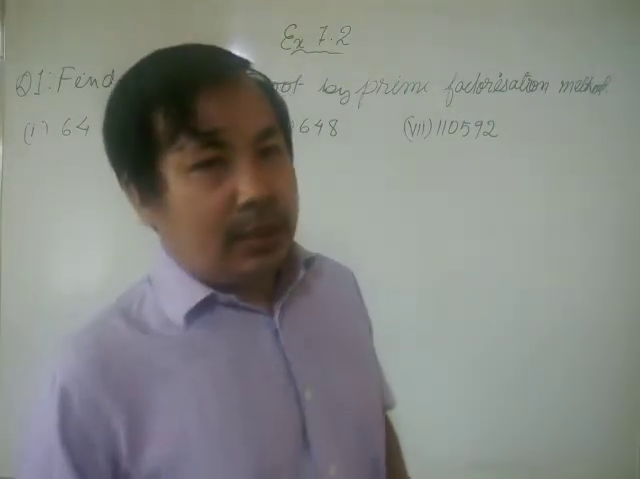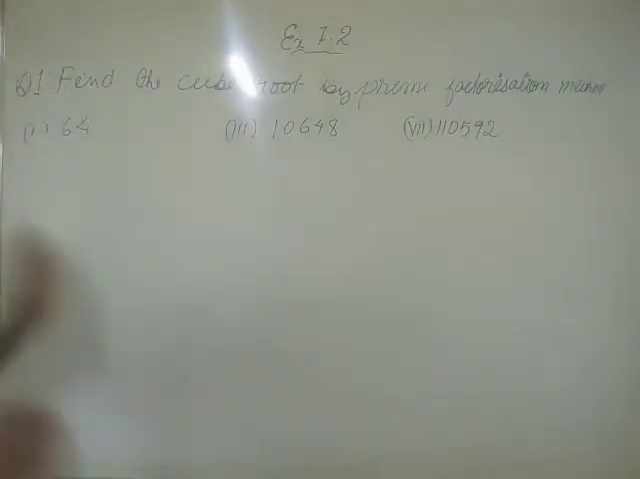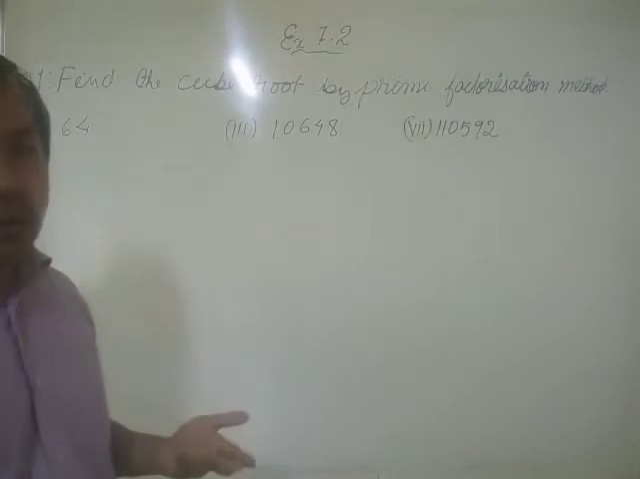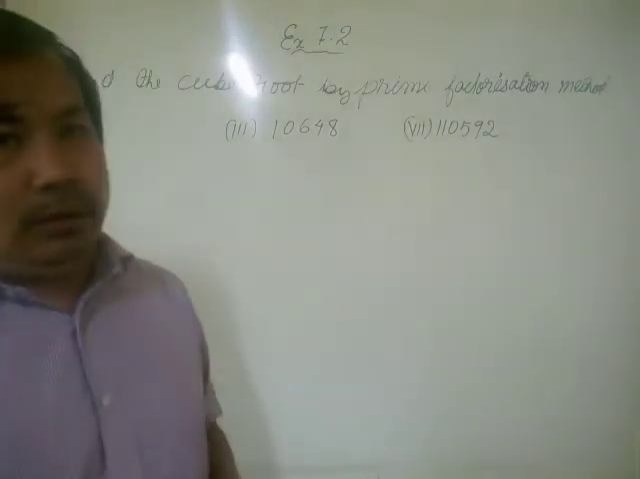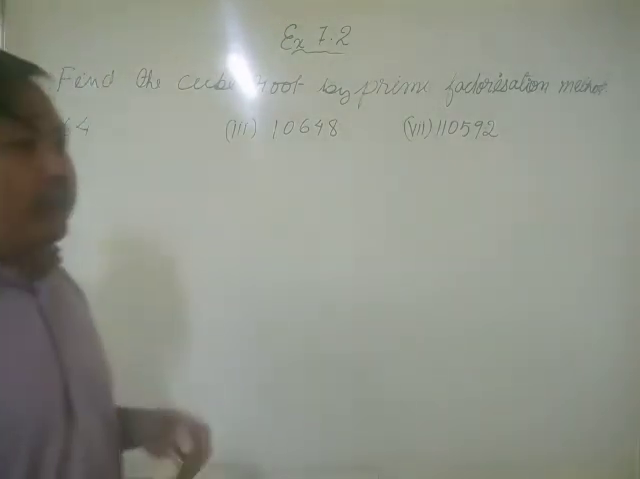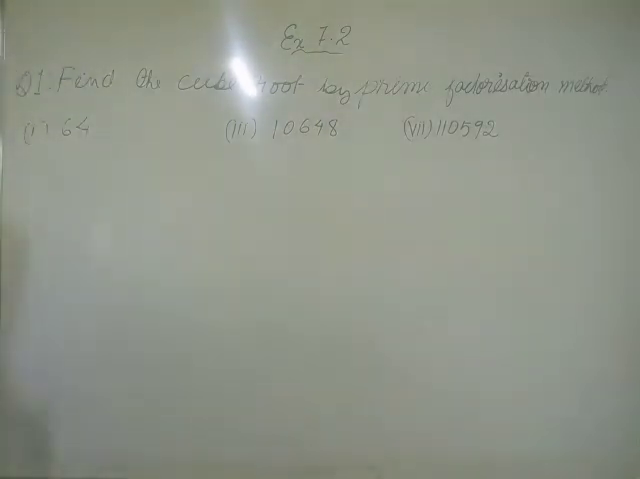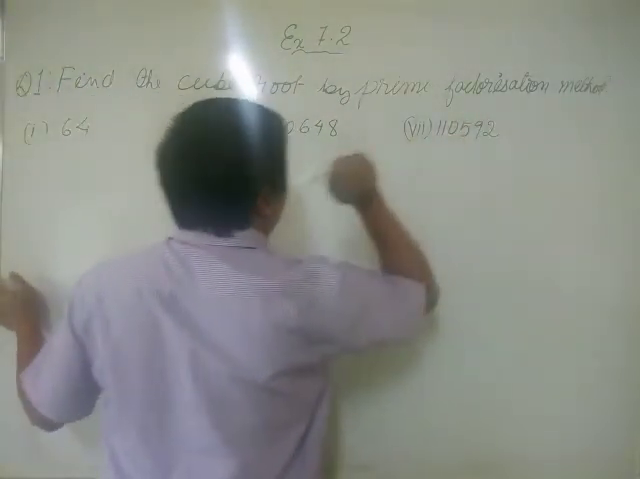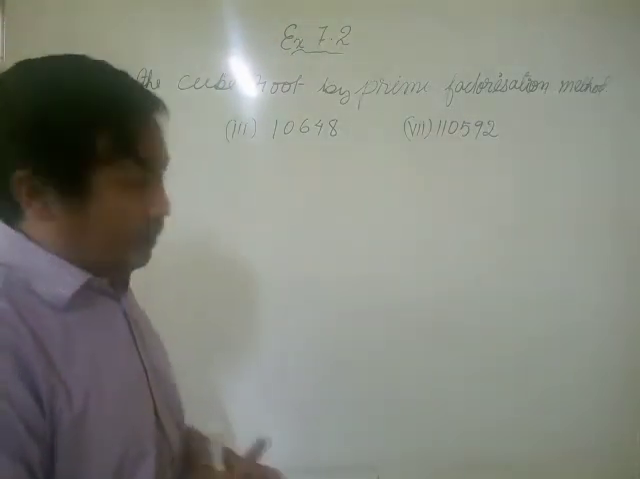Now let us start with Roman number 1 here. Roman number 1 is 64. You know we have to find the number whose cube is 64, and that number is called the cube root. So we are going to find the cube root of 64 here. For that, what do we have to follow? We have to follow the method called the prime factorization method. So we are going to find the cube root by the prime factorization method.